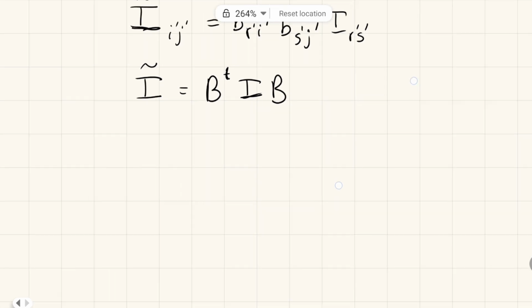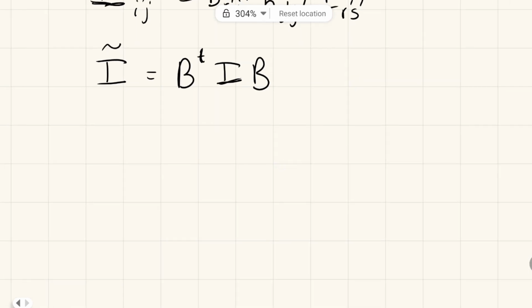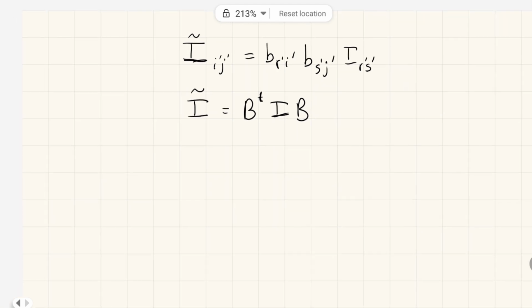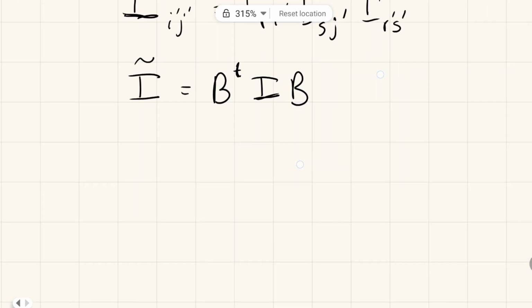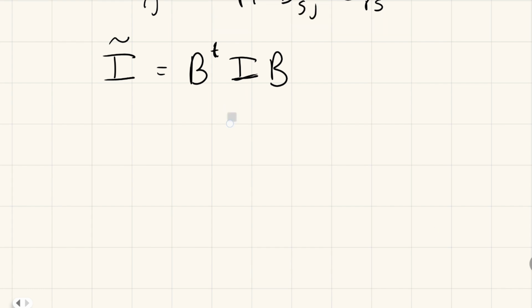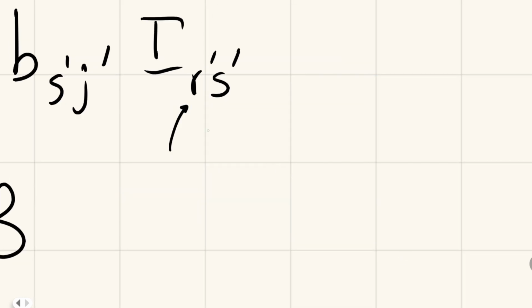Okay, so what are we going to do next? What we are going to do in this video is to show that if the vectors that compose the columns of the matrix B are eigenvectors of I, then this matrix is going to be a diagonal matrix. So we want to see what happens with that case. Actually, looking at the elements of I, they are always going to be real numbers, and I is of course a symmetric matrix.